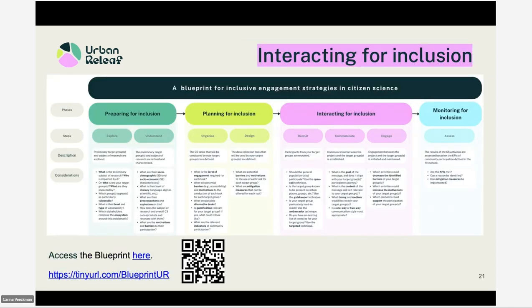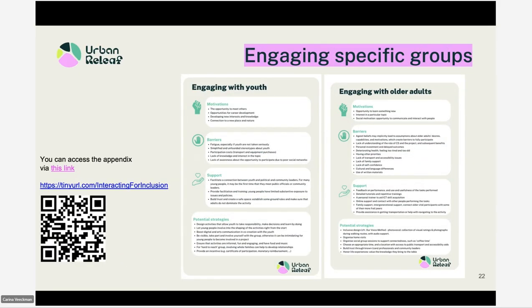Moving on to the third phase, this is the live phase of your citizen science campaign. So you have taken all the necessary or preparatory activities, and now you launch the initiative. This is the phase where you recruit, communicate, and engage with your citizens. For this phase, we prepared several checklists and tips for the cities for engaging with youth, older adults, with women. There was also a checklist for organizing inclusive events. And also here, if you would like to access them, you can scan the QR code or click on the link.